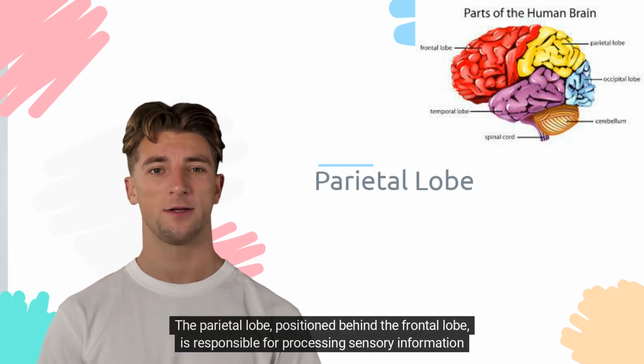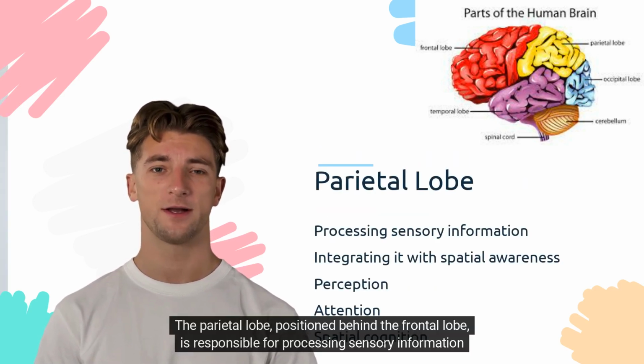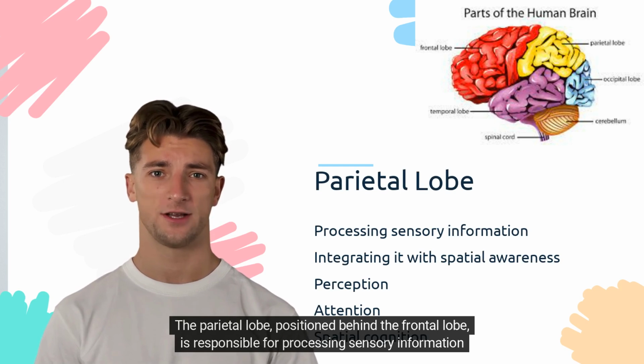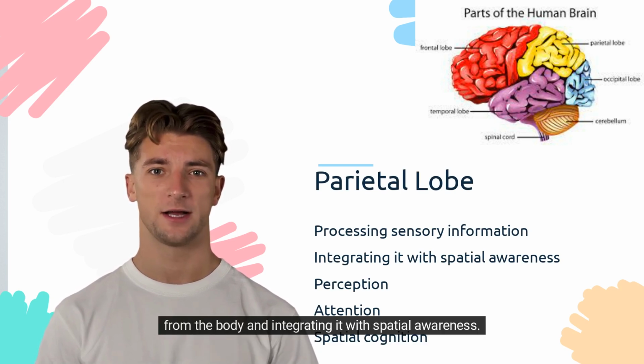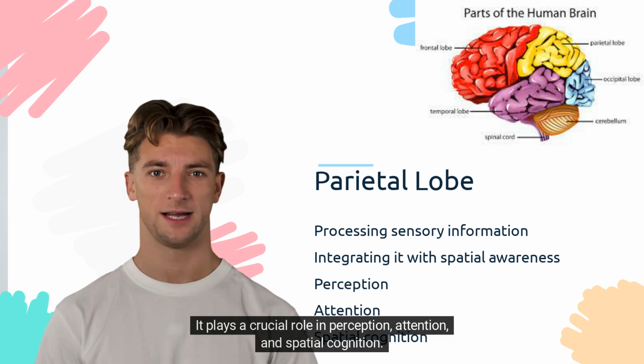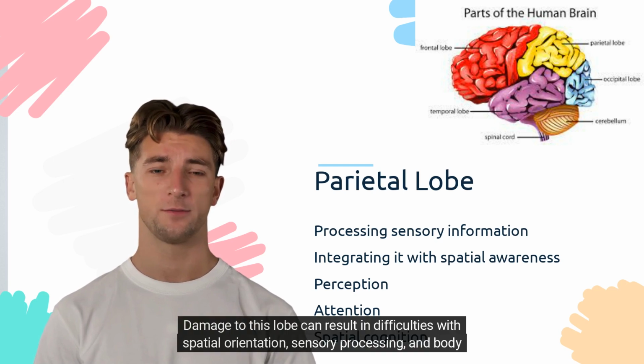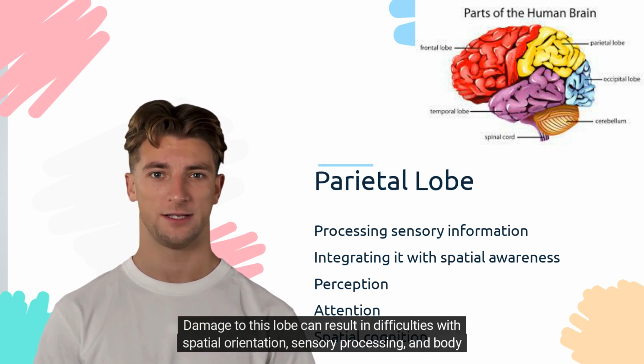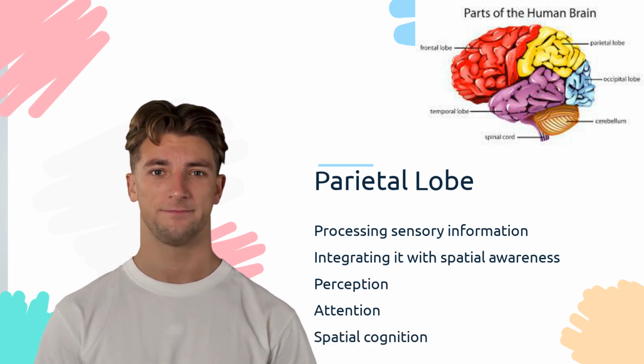The parietal lobe, positioned behind the frontal lobe, is responsible for processing sensory information from the body and integrating it with spatial awareness. It plays a crucial role in perception, attention, and spatial cognition. Damage to this lobe can result in difficulties with spatial orientation, sensory processing, and body awareness.